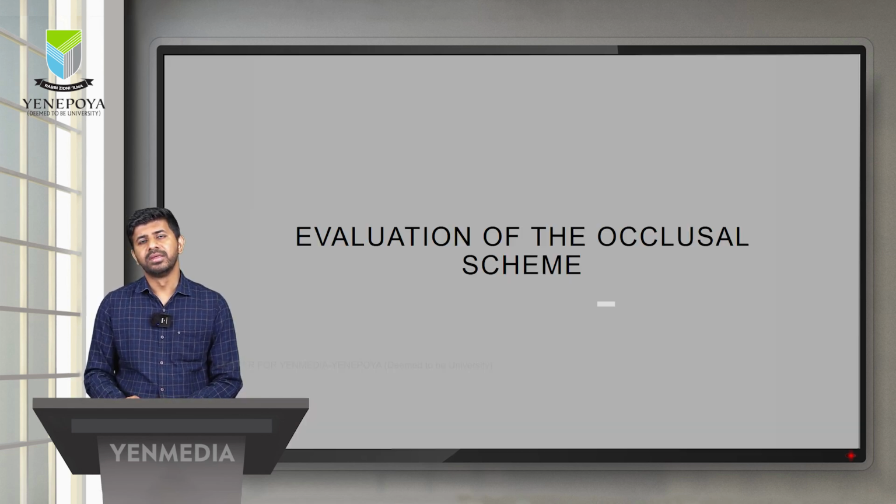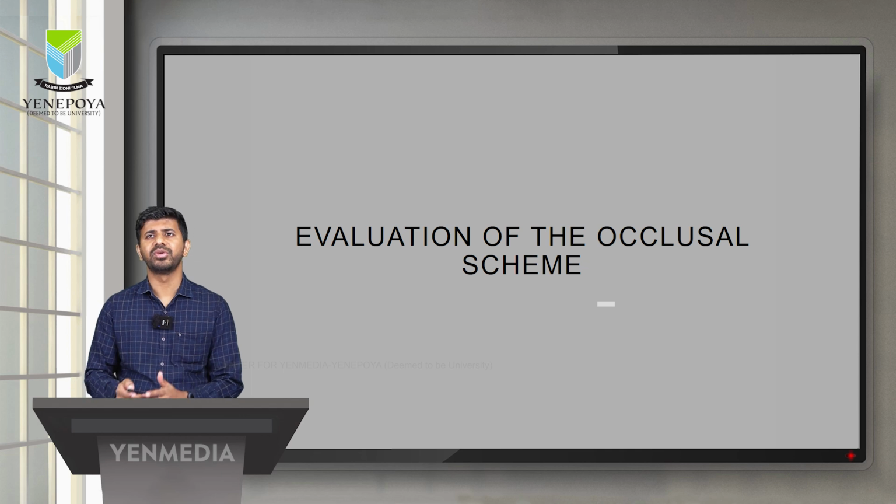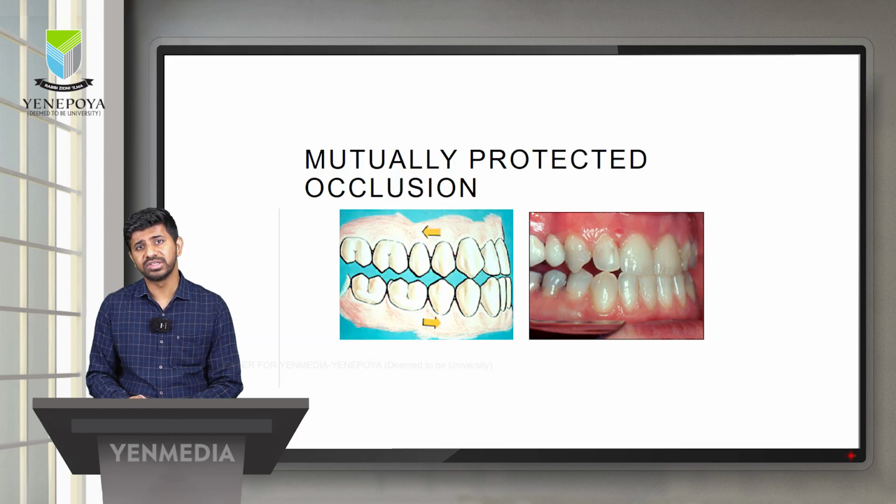Now comes the important scheme. I spoke to you about the crown length, crown form, crown root ratios, root length, root form, pulpal health and periodontal health. How do you select an abutment? The final one is evaluation of the occlusal scheme.